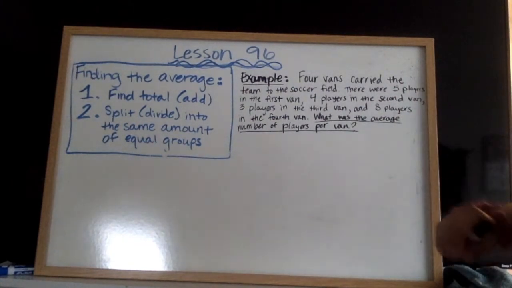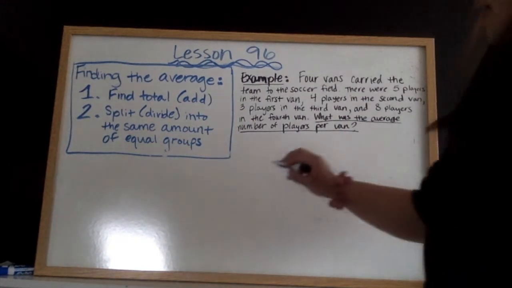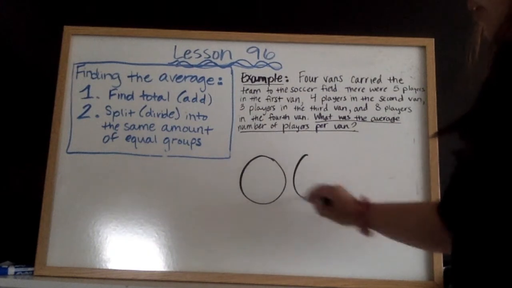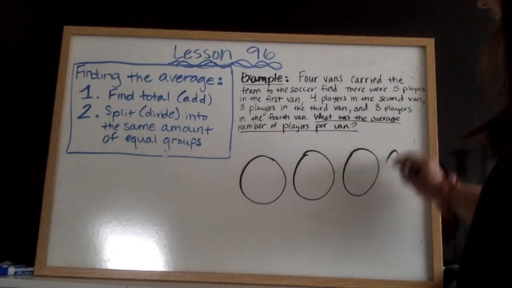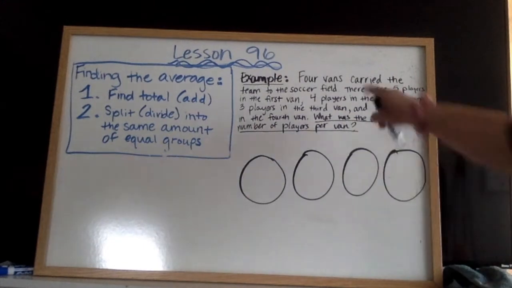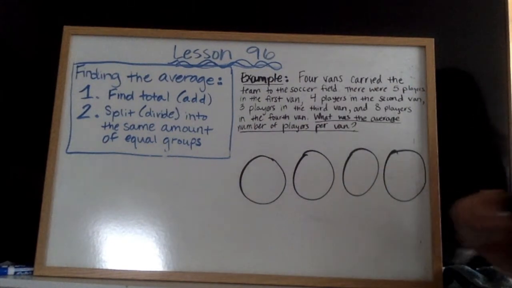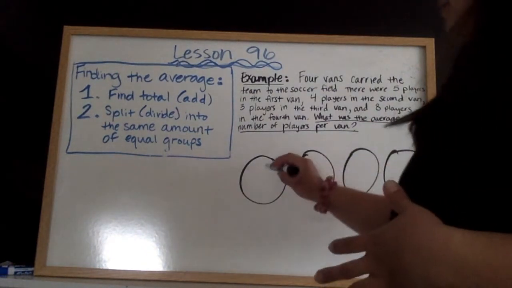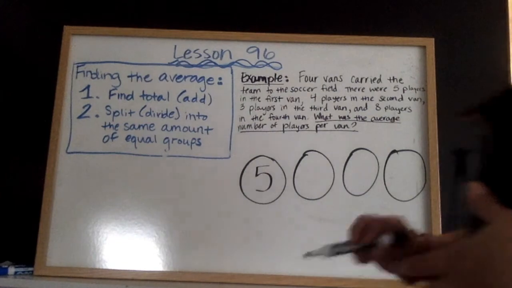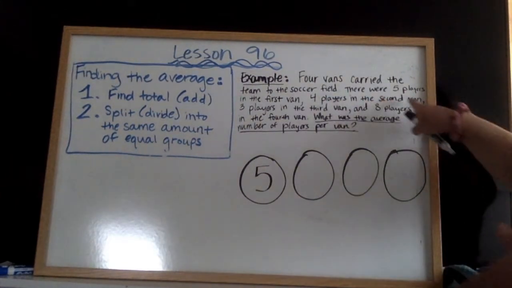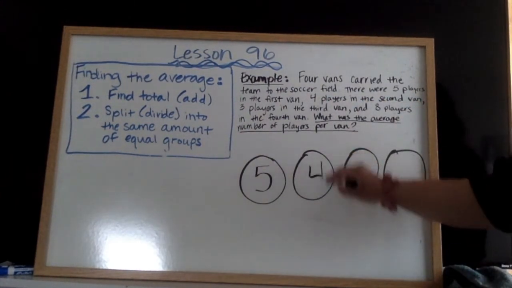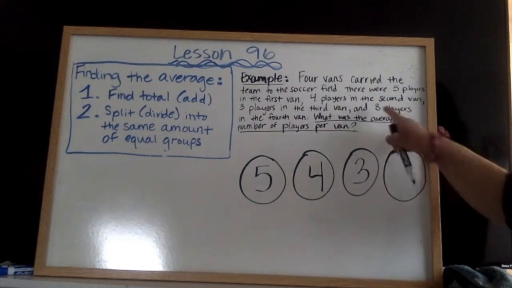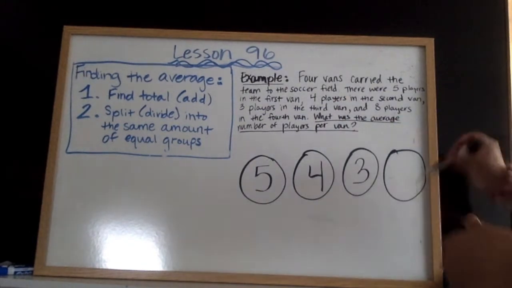4 vans carried the team to the soccer field. So I'm going to already start drawing a picture. I'm going to draw some circles to represent those 4 vans. There were 5 players in the first van. So I'm going to continue to draw out my picture as we go. If this is my first van, there's 5 players in there. 4 players in the second van. 3 players in the third van. And 8 players in the fourth van.